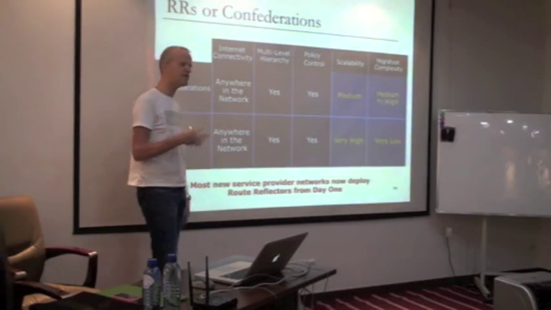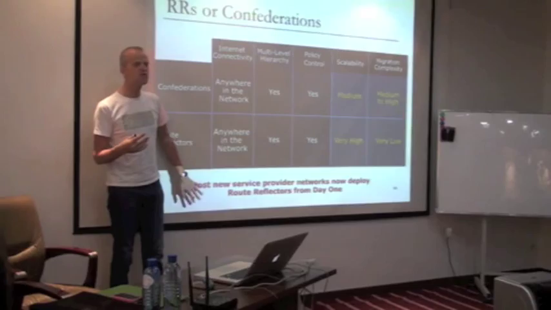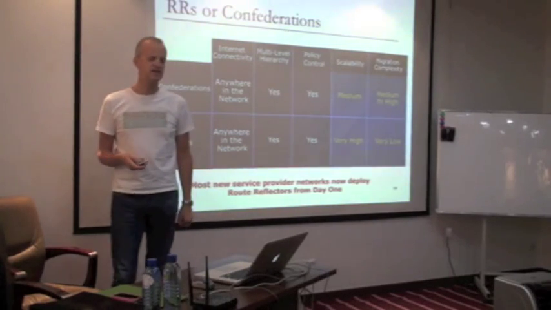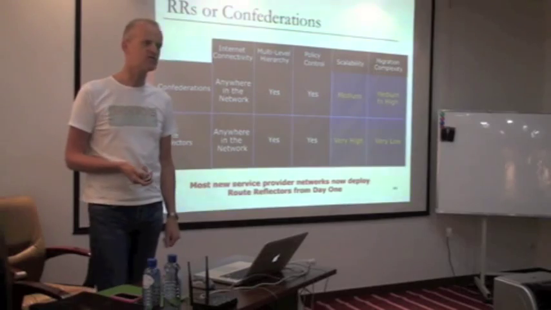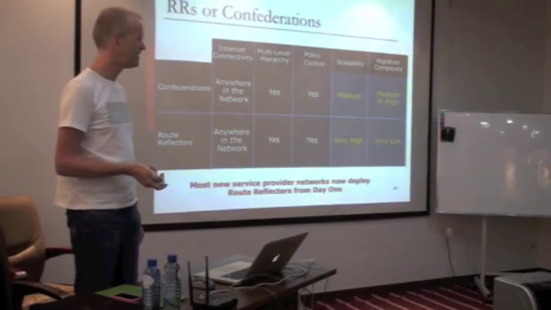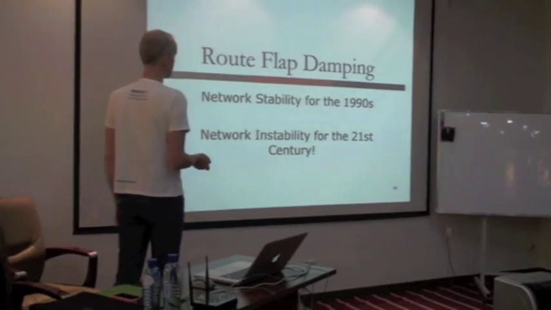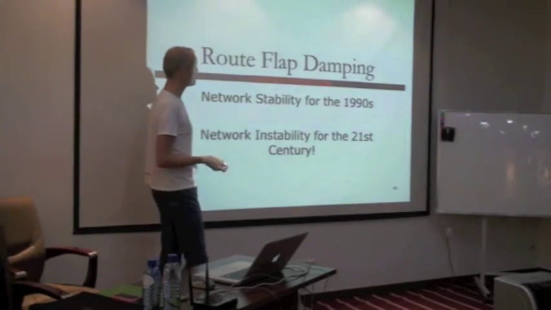But for those of you running smaller networks, take a look at the route reflector, because it will let you scale your BGP sessions better than trying to do full mesh. The other thing that's bad, I should say, is route flap damping.